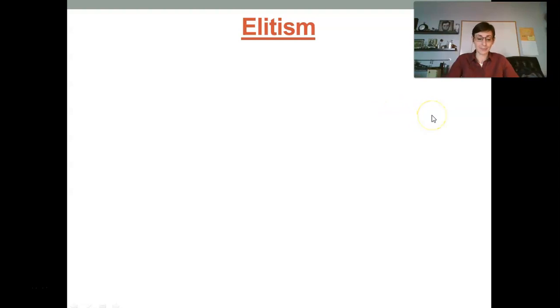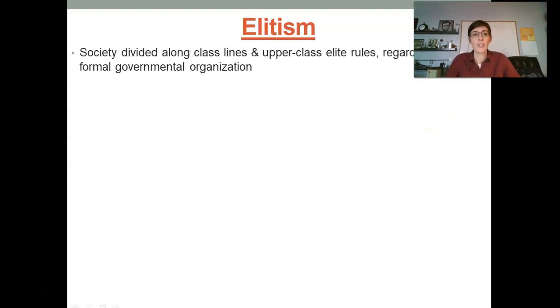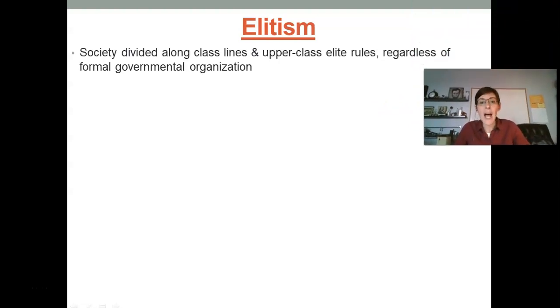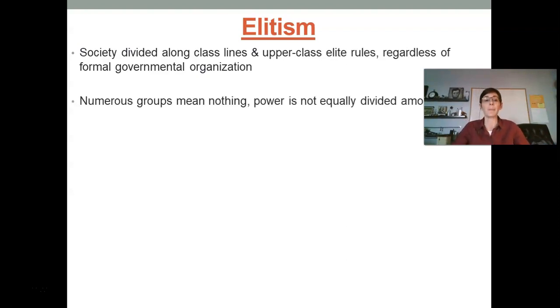All right, elitism. This is a favorite. So society is divided along class lines, and the upper class elite rules. Regardless of the formal governmental organization we have, you have upper class elite that are ruling everything. We say we have a republic, but we don't, because the upper elite actually control everything. They set the rules. They are establishing all the rules of the game. And there's not much else that we can do about it.